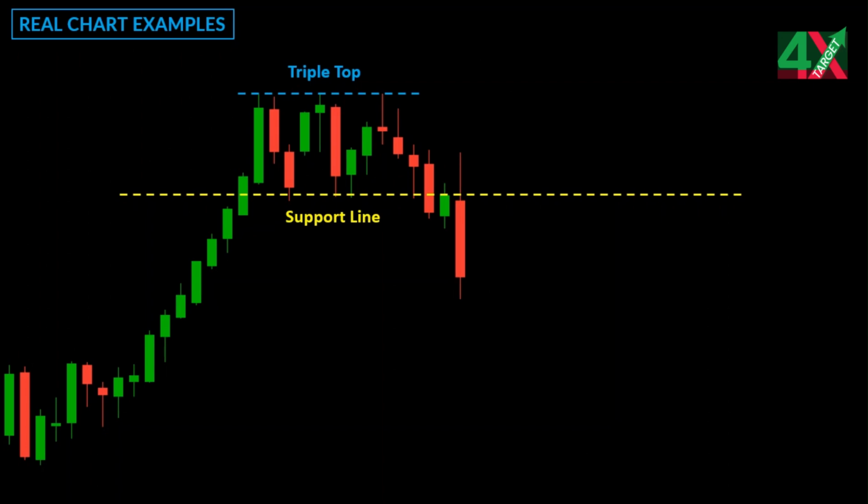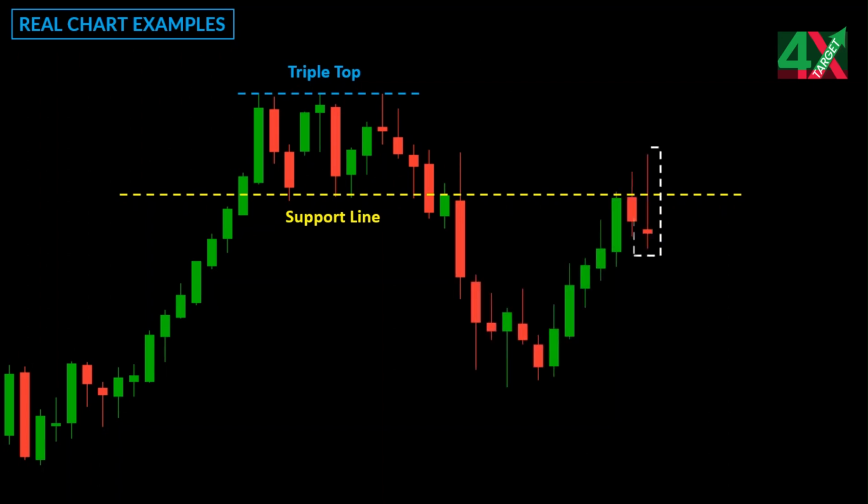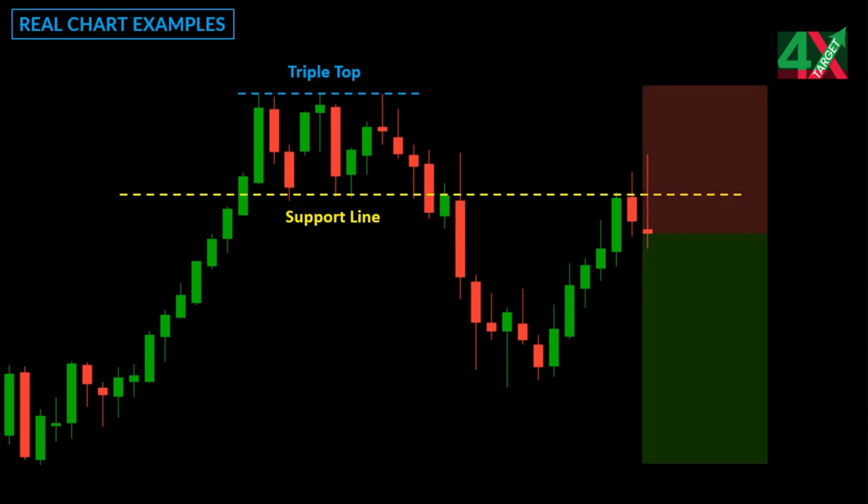We look for a retest of the support level, which now acts as resistance. On the retest, a bearish candlestick pattern appears, giving us confirmation. This marks the start of a trend reversal from bullish to bearish, and the price begins to drop from there.